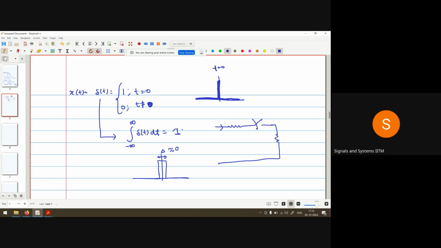So how do I check the magnitude of this one? In this scenario, I use the definition that the area under the curve of the impulse signal should be 1. If this is a rectangular pulse, what is the area under the curve? Height multiplied by the length should always be equal to 1. So the value of x is nothing but 1 upon delta.